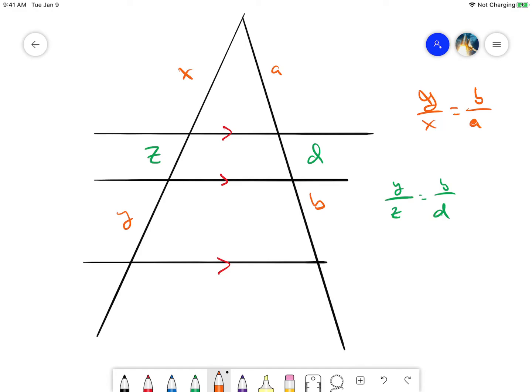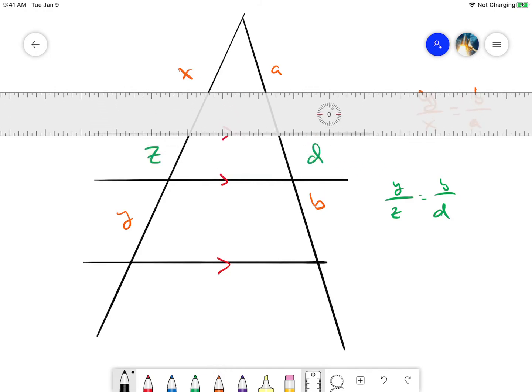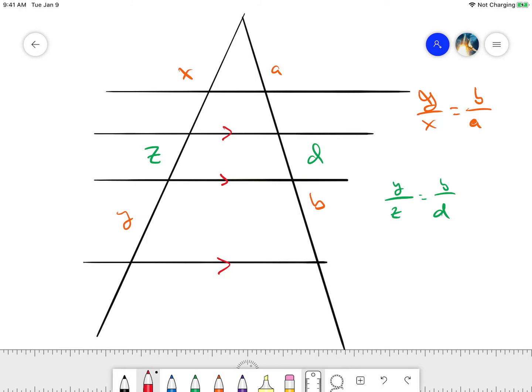I can show that z over x is equal to d over a. But y over x plus z is equal to b over d plus a, and so on and so on. I can literally go through this for a long time, and I can do this as many times as I need to. I can literally cut this thing up into a million different parallel lines, and nothing's going to change. Those ratios, those relationships are still going to be the same thing.